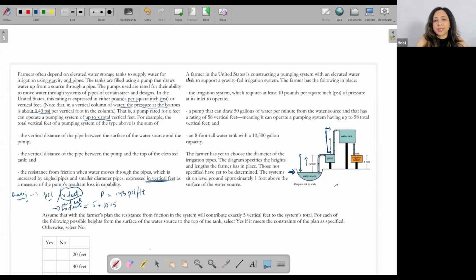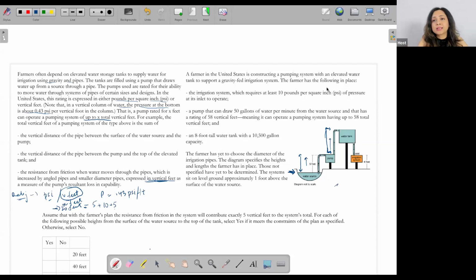Okay. So now we'll come to our tab 2. Now, a farmer in the United States is constructing a pumping system with an elevated water tank to support a gravity-fed irrigation system. It makes sense, right? Here is the pump. They're pulling water up from the water source, then pulling water up into the water tank using the pump again. And then the water will flow down through gravity, and there's this irrigation system with a lot of pipes connected which will take water all across the field. So they're using a water pump and gravity to create that irrigation system.